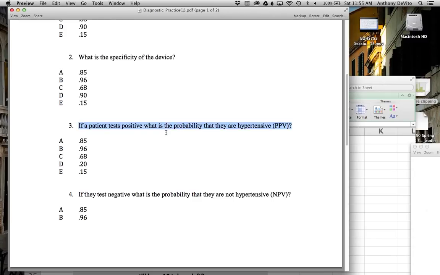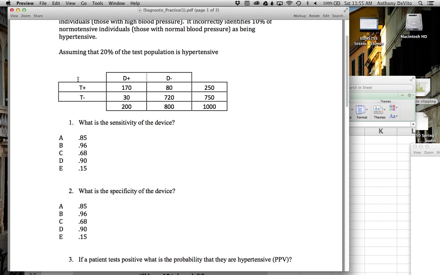If a patient tests positive, what's the probability they are hypertensive? Okay, patient tests positive. What's the probability that they really have the disease, that they're really hypertensive? Kind of hard to highlight these charts. 250 people tested positive. 170 of them had the disease, 80 didn't. But you had 250 people out of 1,000 that tested positive in this population of 1,000 people. What's the probability that any one of those 250 people has the disease? Well, let's see. Out of those 250 people, only 170 of those positives actually had the disease. 80 didn't have the disease.